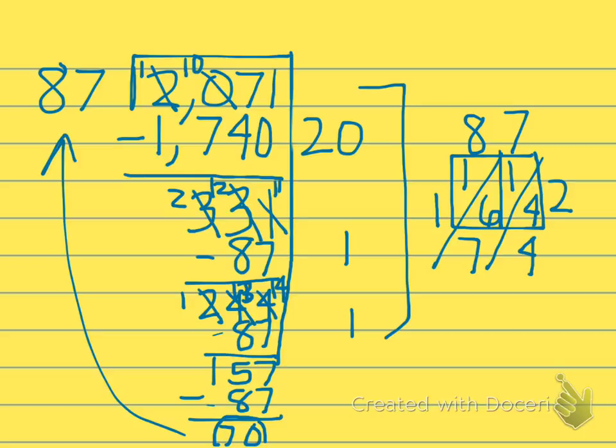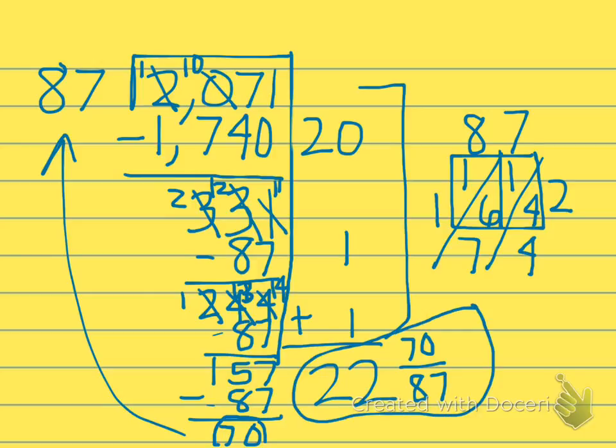Now, what do we do in the brackets? We add these. 22 and 70/87ths. And yes, that is a number. It's a mixed number, but it's a number indeed.